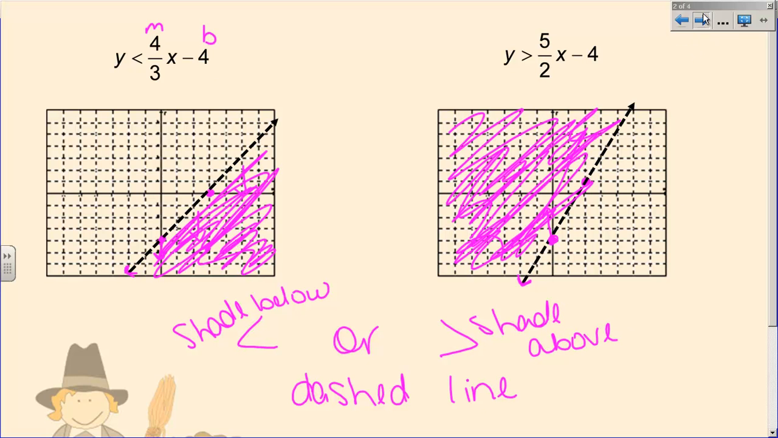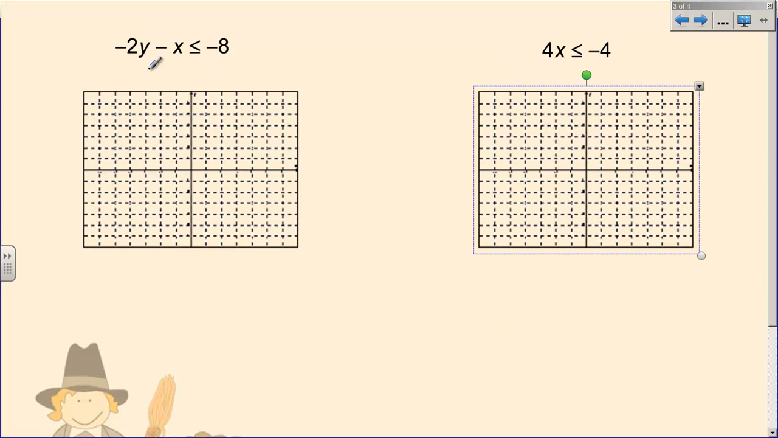So let's do a couple more examples. This one right here, -2y minus x is less than or equal to -8. Now I have the or equal to part. It's going to change the kind of line I get to draw. But this is not solved for y, so I cannot graph it yet. I've got to get y by itself. So the first thing I'm going to do is add x to both sides.